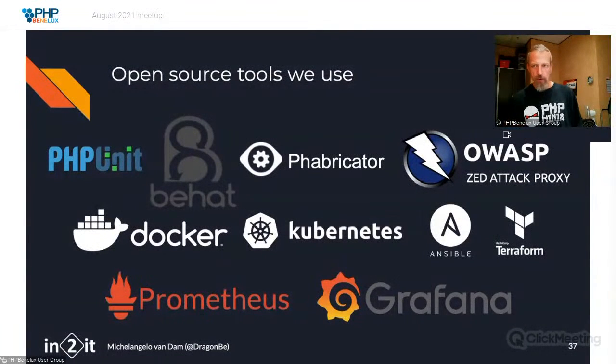Of course, the open source tools that we constantly use: PHPUnit, Behat, Fabricator, which is our replacement for the Atlassian suite. We use OWASP Zed Attack Proxy, ZAP. We use Docker, Kubernetes, Ansible, Terraform. And then for monitoring purposes, we have Prometheus and Grafana.